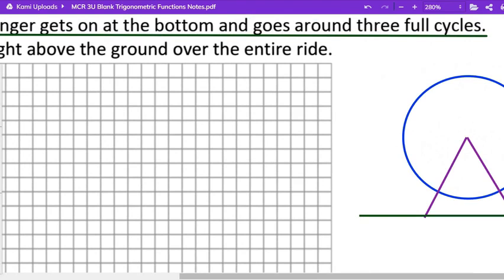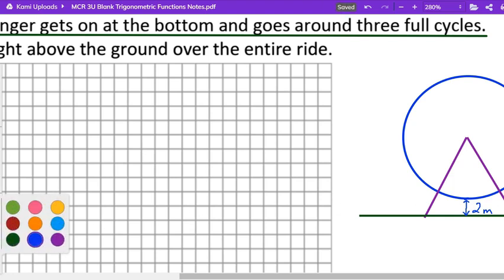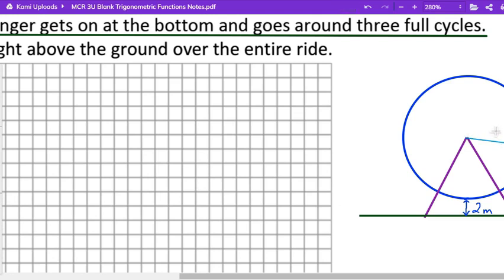Okay, so what do I know? I know this height. What is this height? 2 meters, because the Ferris wheel is 2 meters off the ground. I also know the radius, and that is 15 meters.